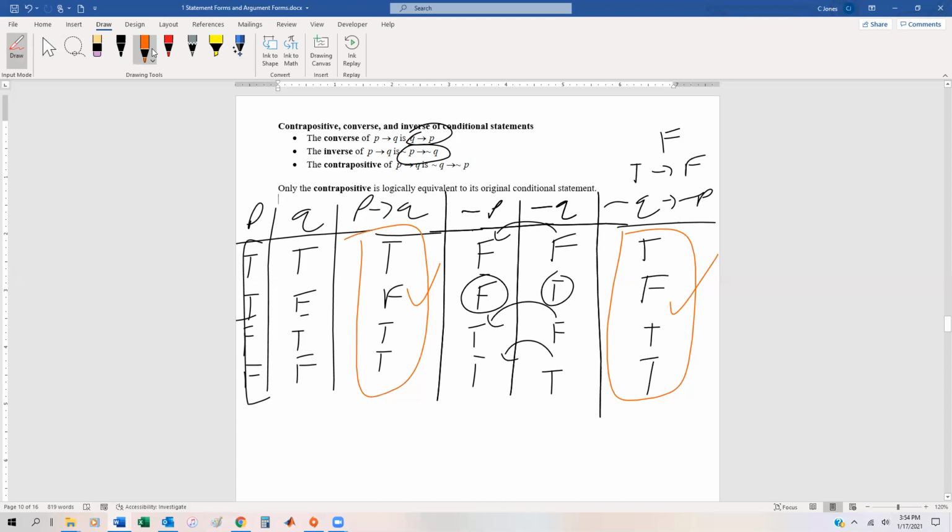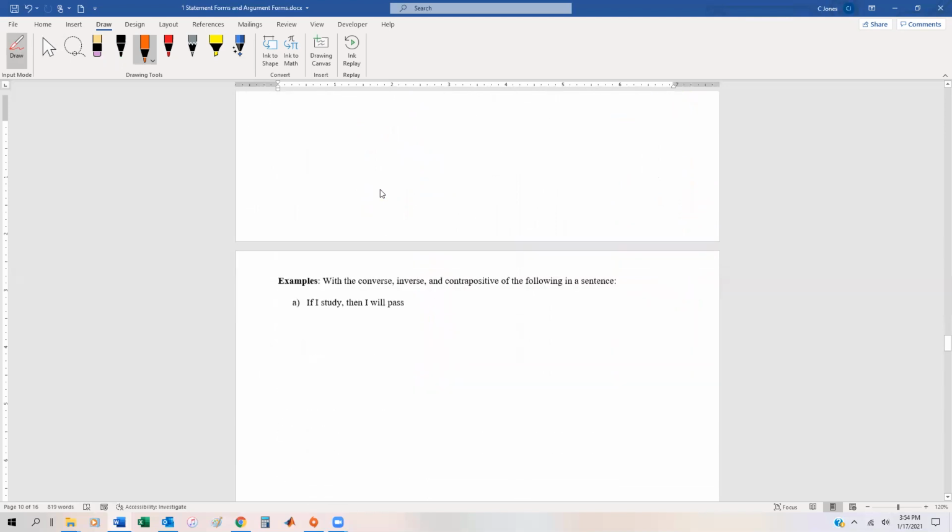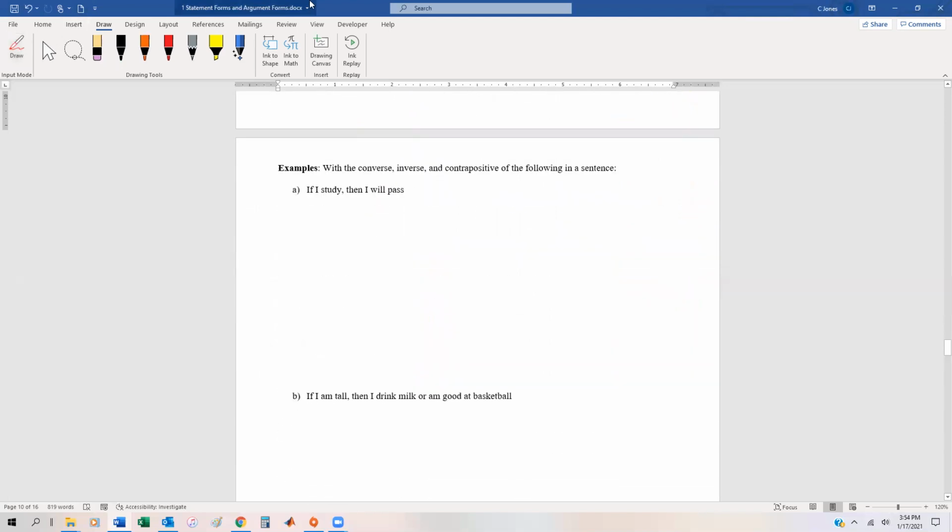If you want to verify that the converse and the inverse are not logically equivalent, just do the exact same thing. Just make a truth table and you can verify that for yourself. So let's write a few statements and see how the inverse, converse, and contrapositive work with one of these basic conditional statements.